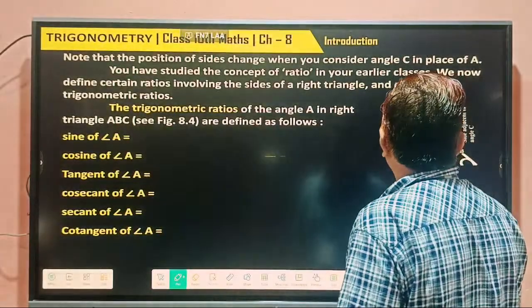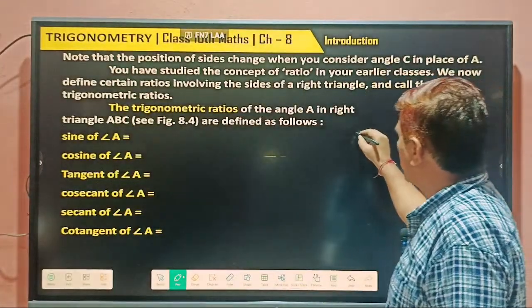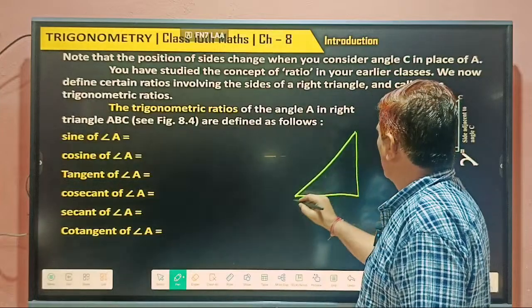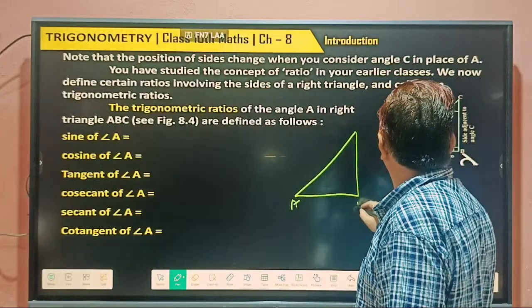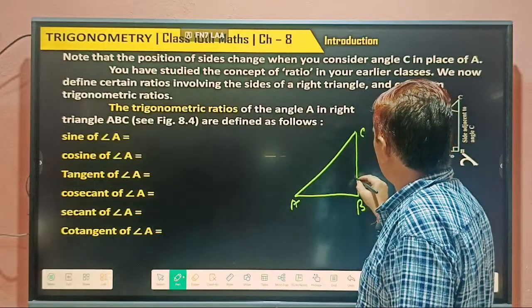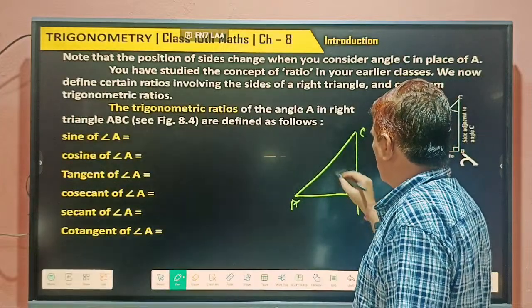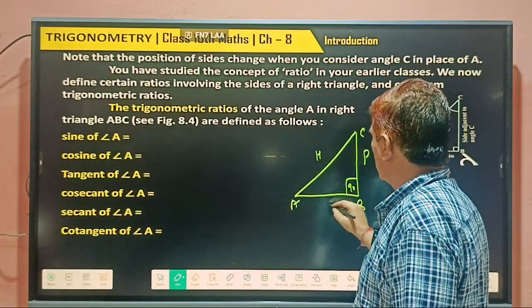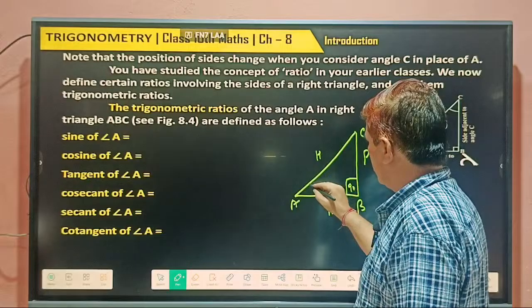So write this. This is another triangle taken. What's its name? A, B, C. B is the right angle. I am saying this is the hypotenuse, this is the perpendicular, this is the base, if the angle is this.